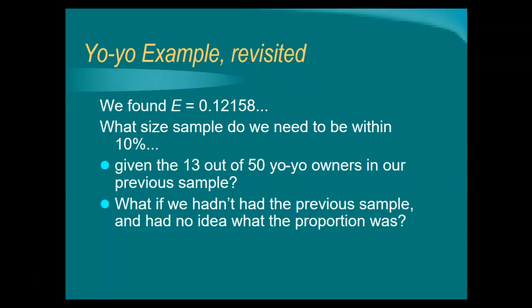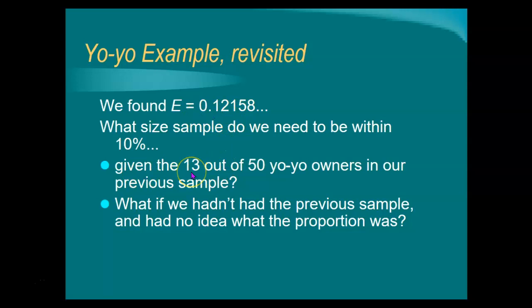So in our yo-yo example from earlier, the margin of error turned out to be approximately 0.122. And so we found out to within a little over 12% what percentage of Lincoln College students own a yo-yo. Well, I just made up the number, so we don't really know, but if I had really done that survey, we would know to within 12%. But let's say we want to narrow it down further. I want to know to within 10%. How do we calculate that, using the information that we already had?